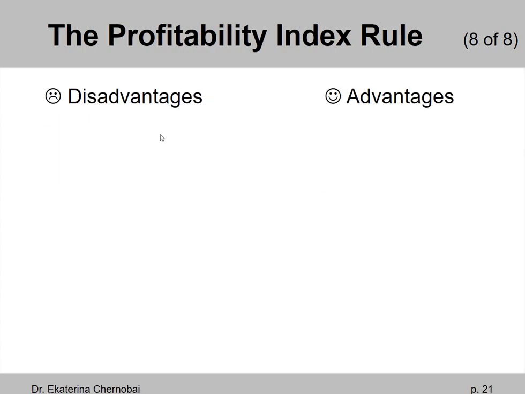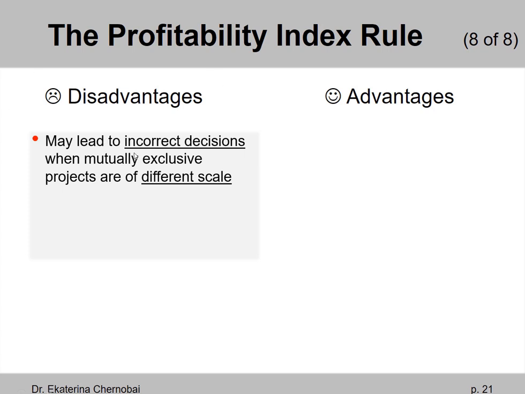Let's summarize the disadvantages and the advantages of using the Profitability Index approach. As we just saw, we may make an incorrect investment decision when we are comparing two mutually exclusive projects that are very different in their scale, in the size of their initial investment. So we may choose the project which has the higher profitability index, but that project will bring us less money, right? Because its net present value is actually lower than for the other alternative.